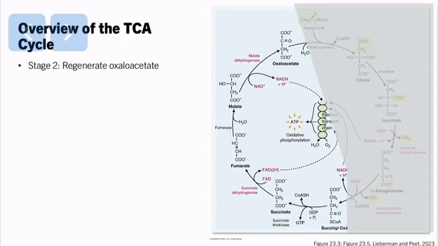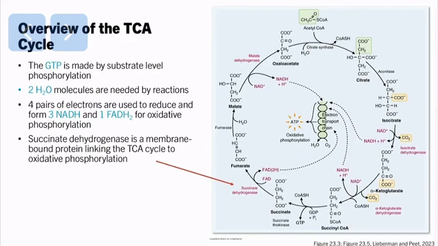So now that we have a 4-carbon molecule in succinyl-CoA, the second stage is all about regenerating oxaloacetate. This is a cycle. You need to come back to oxaloacetate at the start. So this is a series of reactions to help reorganize the succinyl-CoA to generate this 4-carbon oxaloacetate. Through this process, we also generate some reducing equivalents, FADH2 and NADH, that are going to help fuel ATP generation in the electron transport chain.